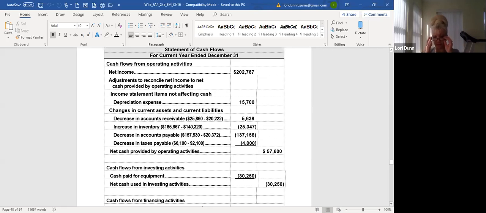We need some additional information. In B, they tell us the company issued 3,000 shares of common stock for $21 per share. So if we take 3,000 times 21, the company sold stock receiving cash of 63,000. So that's the total cash.